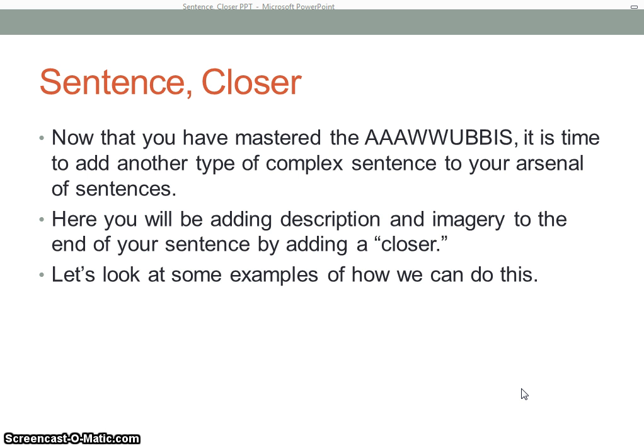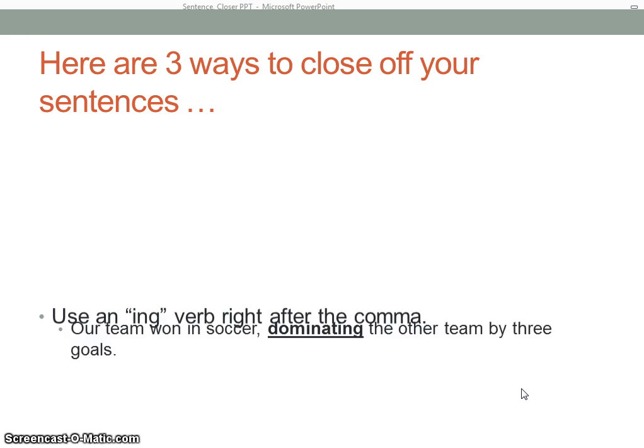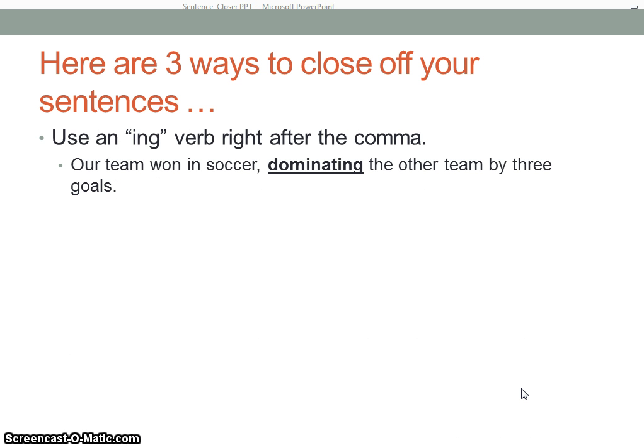So let's look at some examples. I'm going to teach you three different ways that you can do this at the end of your sentences. So let's talk about them. The first way is to use an ing verb right after the comma. This is an easy one here.